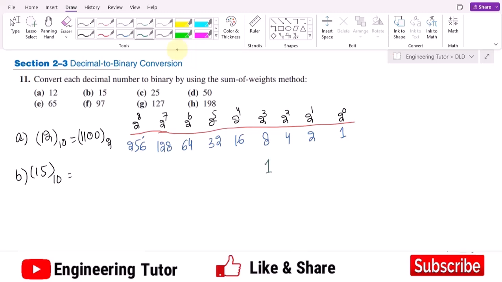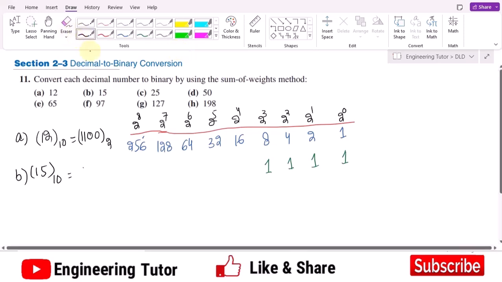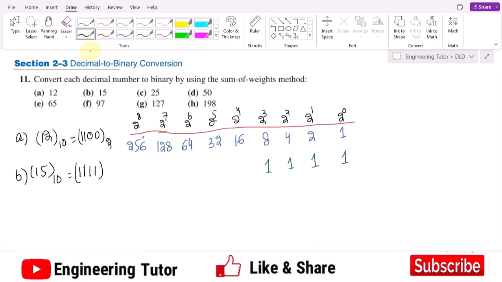Similarly, what is the second number which, when added with 8, will give me the closest possible number to 15? That is again 4. So 8 plus 4 is 12. What are the other numbers? This 2 and this 1 will be added, because 8 plus 4 is 12, so plus 3 will give me this 15. So 2 plus 1 will also give me 3. Therefore selecting both of them, I will get 15 here. So the binary equivalent will be 1111.